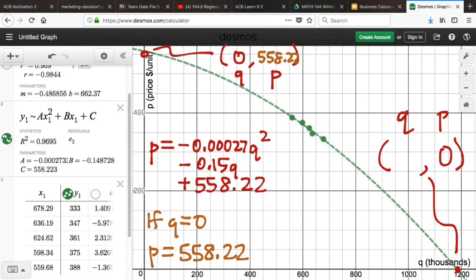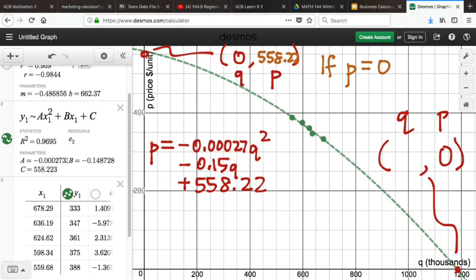How about the other side? If I want to know the other intercept, the intercept with my q-axis, what do I have to set to 0? Y. Yeah, the y, which in this case is p. Right? So to find out the total quantity that I could possibly give away in the market at any price, I would set p equal to 0. Now, of course, that gives us a different algebra problem. If I set p equal to 0, now how am I going to get this q solved for?